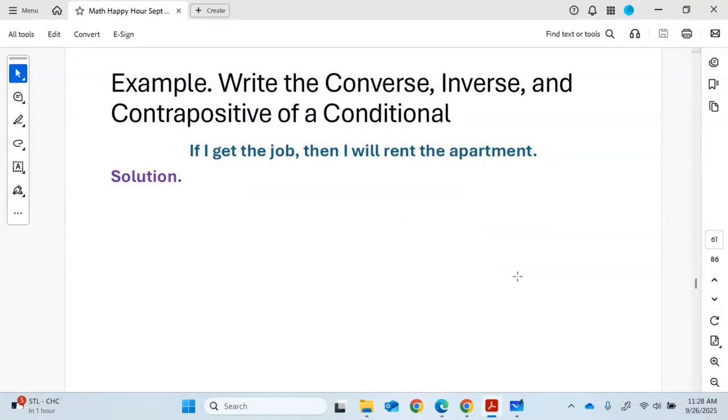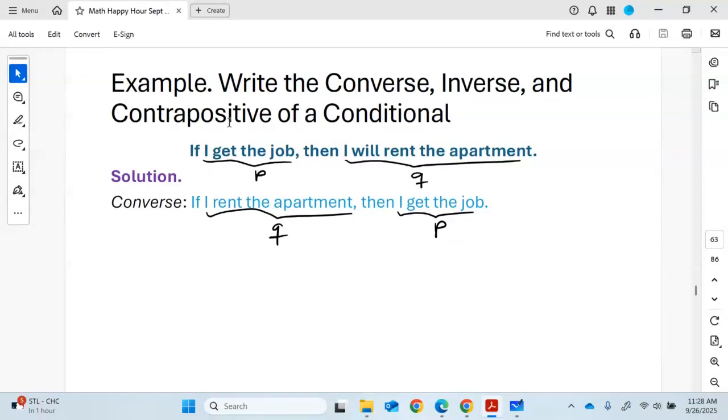So the contrapositive looks like not Q implies not P. First of all, how do all of them look if I apply it to a specific example? Well, in this example, I have a statement which is, if I get a job, then I will rent the apartment. And I want to formulate all the three versions. So this is my conditional statement, and I want to find all the other three. I want to know what is the converse, what is the inverse, and what is the contrapositive.